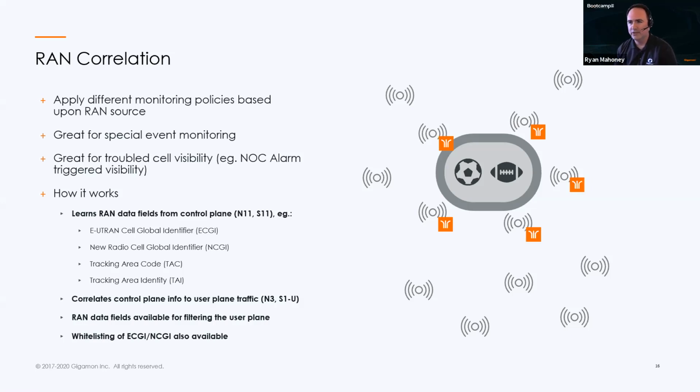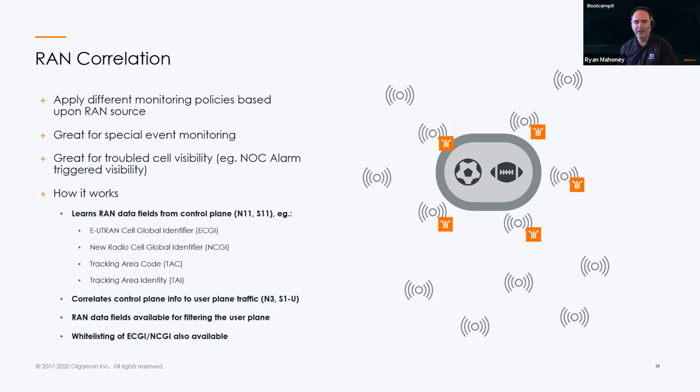So if you subscribe to the notion that, well, maybe you want to do a 30% sample in the general case, but I've got this big special event or sporting event or presidential inauguration or whatever it is, and you want to make sure you've got all the packets for that whole event. Maybe you even have a dedicated probe for it. In any of those cases, we can have a different visibility policy based on the RAN source. So based on either the tracking area or based on a whitelist of cell IDs.